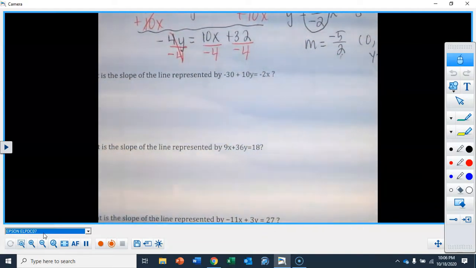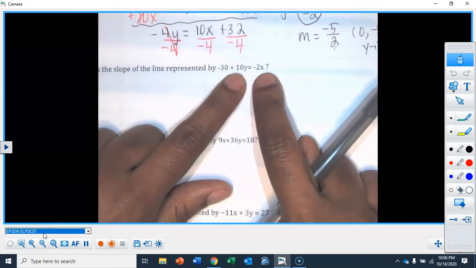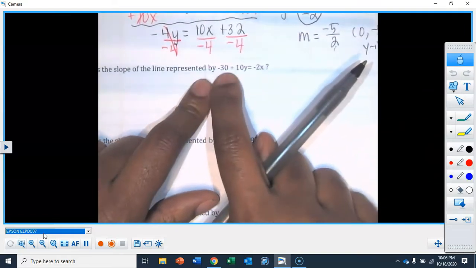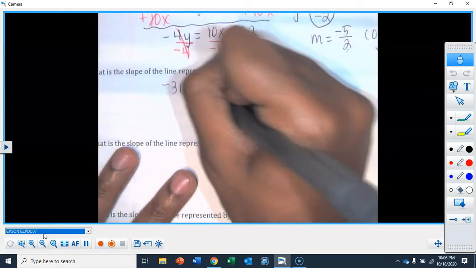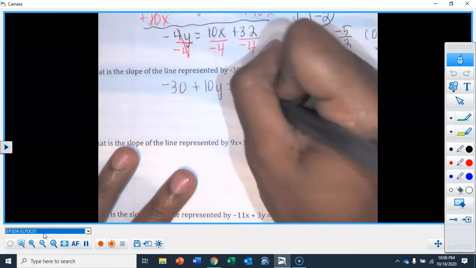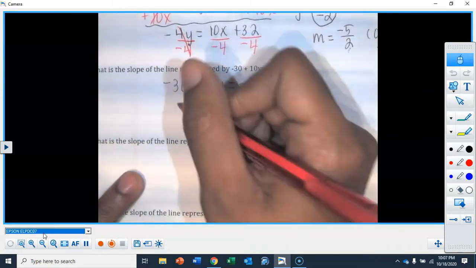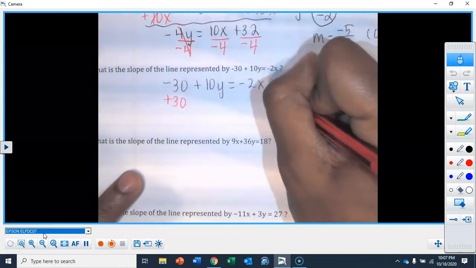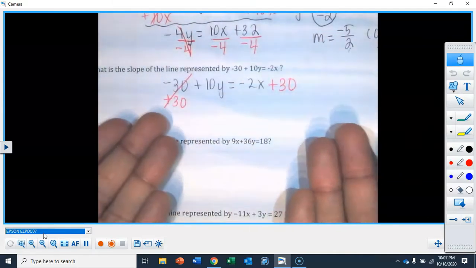Okay, next one. Now this one's a little different because you don't have the x and y on the same side. They're separated, but you don't want that negative 30. Okay, you want y by itself. So I'll rewrite this. So they can give it to you in all ways. You just got to know that you want y by itself. So we're going to move the 30 to the other side, change the sign. Look how easy that was. See that? And it's already right there in the right order.